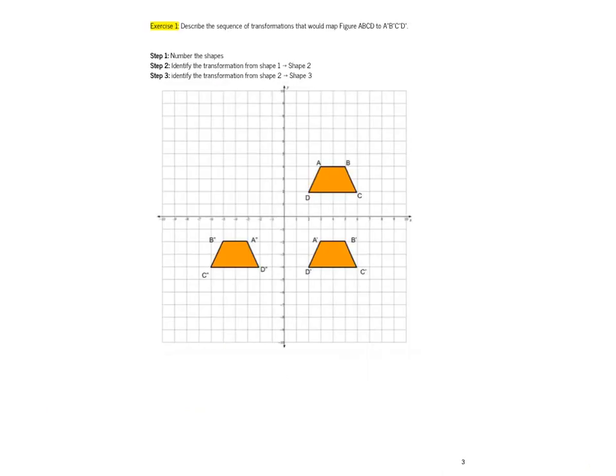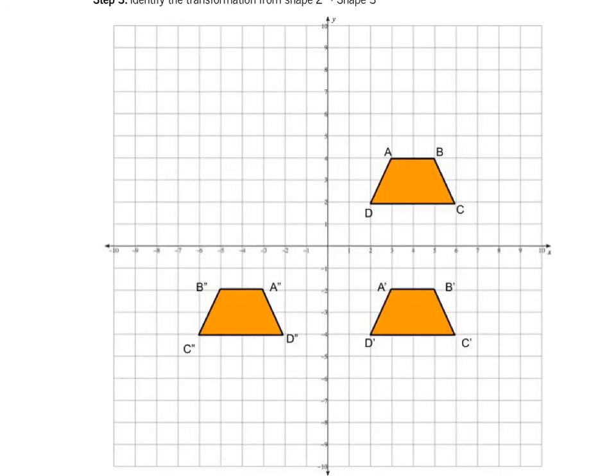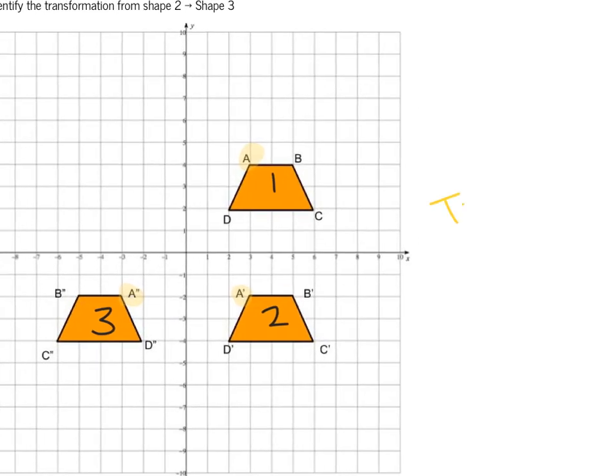Okay, let's look at one more example. Number the shapes. Shape 1, shape 2, shape 3. Again, I know that because of the prime notation. No prime notation, single prime, double prime. Step 1 is from shape 1 to 2. That is a translation.